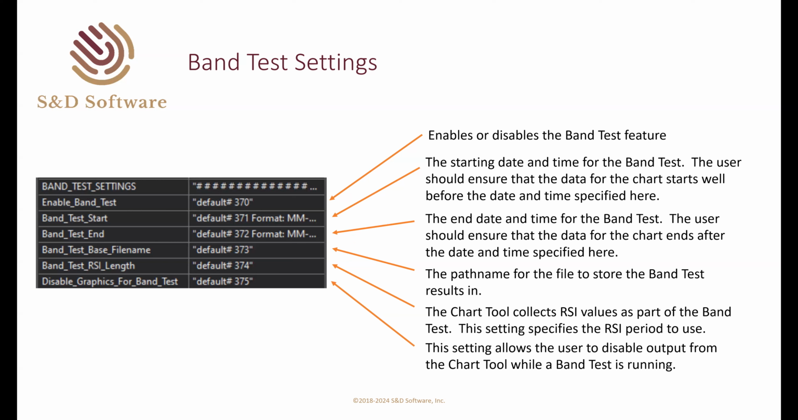Now, the tool captures a lot of data during the test. Every time price comes back to a supplier demand band, there's a whole range of things that are captured and date and time stamped and everything else. And one of the things that's captured is the RSI value at that point in time.